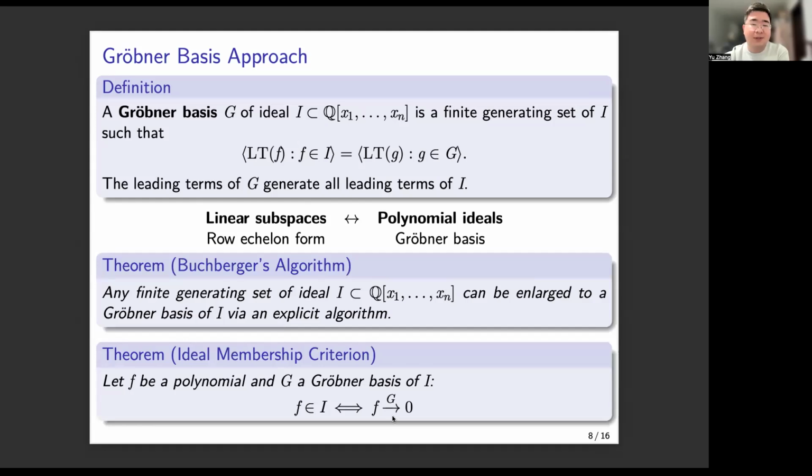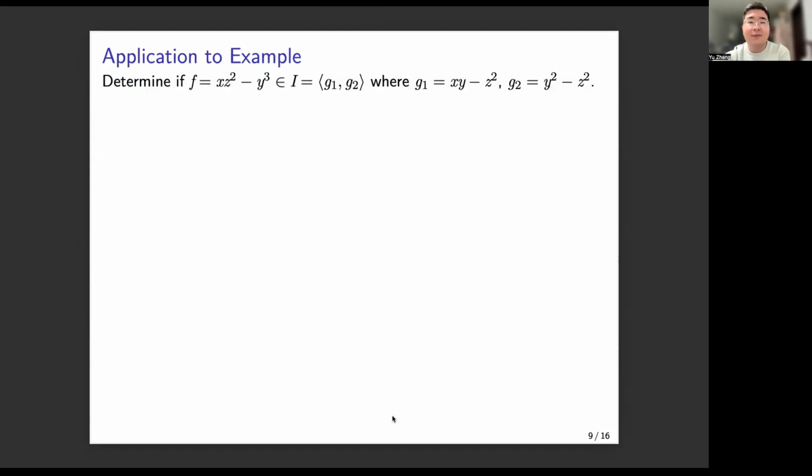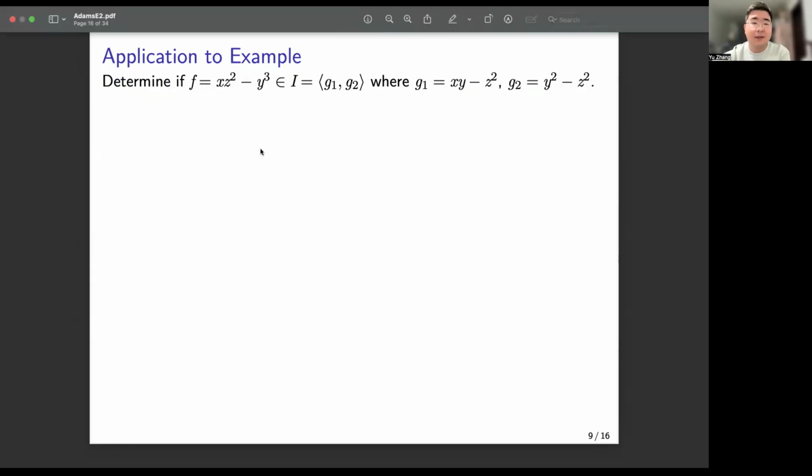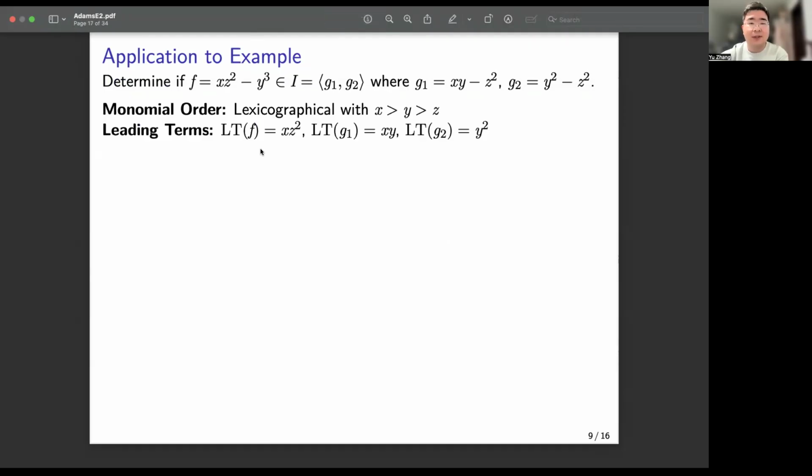So now let's go back to the previous example. We are given a polynomial f and g1, g2, and we want to know whether f belongs to this ideal generated by g1 and g2. Before we use a Gröbner basis, there's some preparation we need to do. We need to fix a monomial ordering. Here, let's say we fix the monomial ordering by a lexicographical order. So we assume x is greater than y, y is greater than z. Then we can talk about the leading term of polynomials.